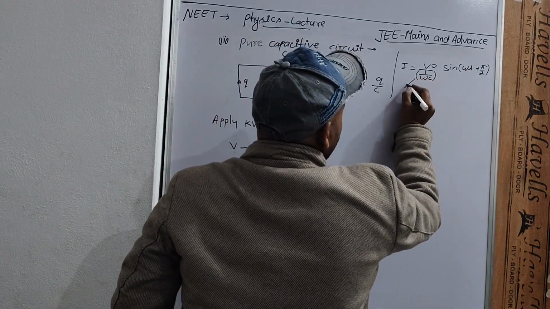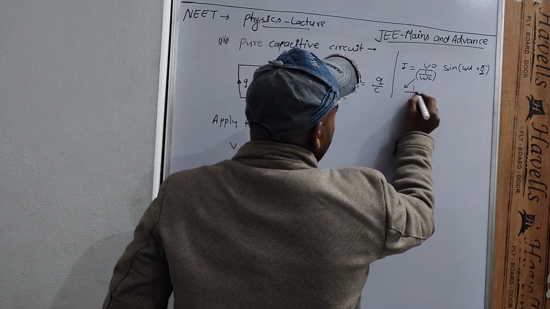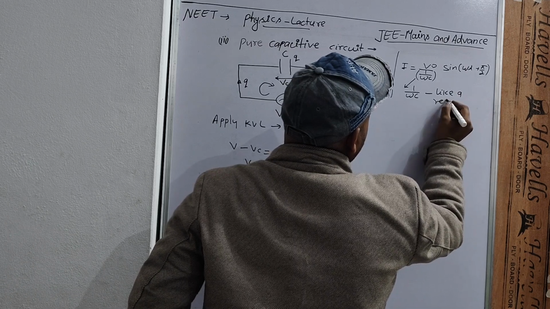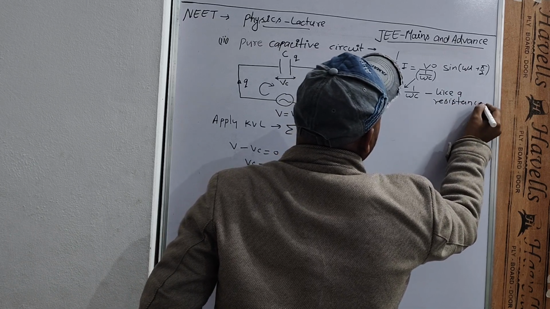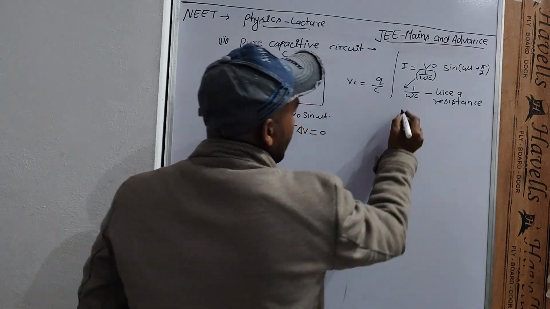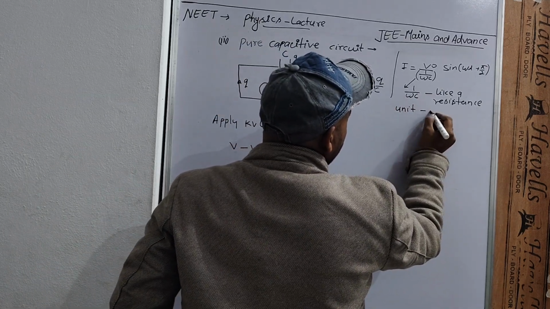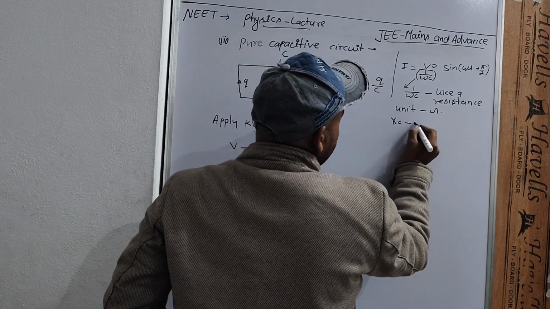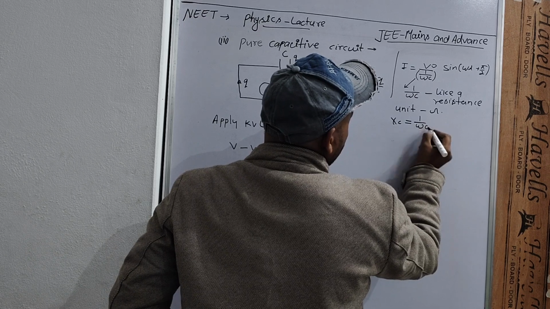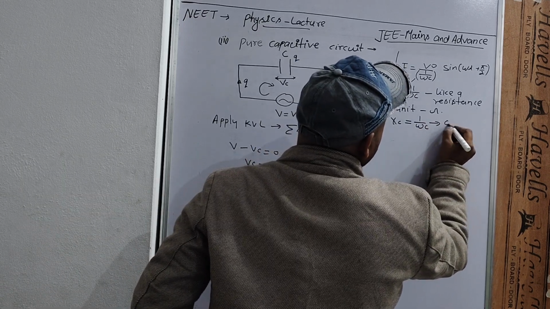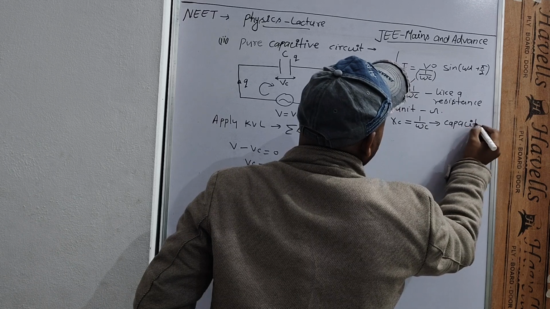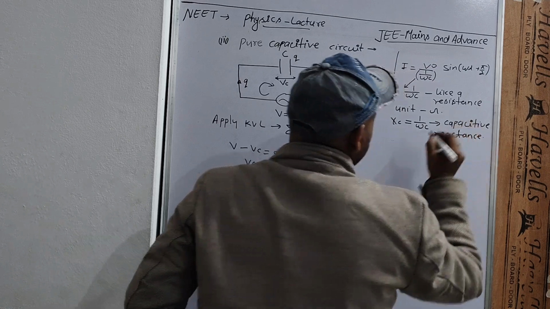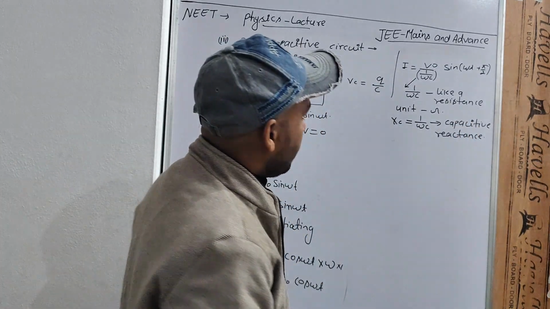Now we feel here 1 over omega C is like a resistance having the same unit ohm, and we represent this term as Xc, 1 over omega C, which is also known as capacitive reactance. This is called capacitive reactance.